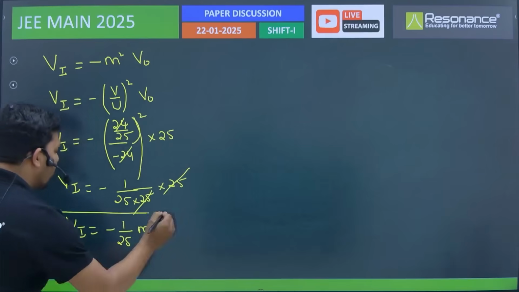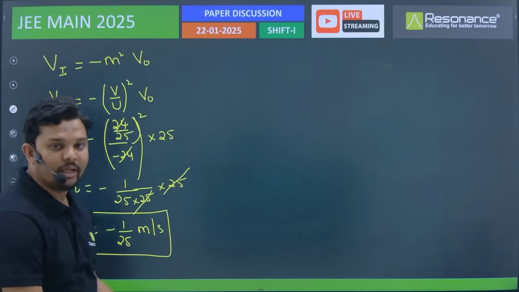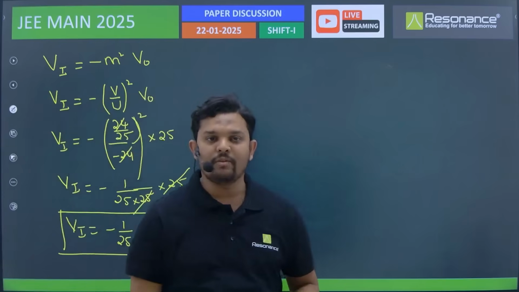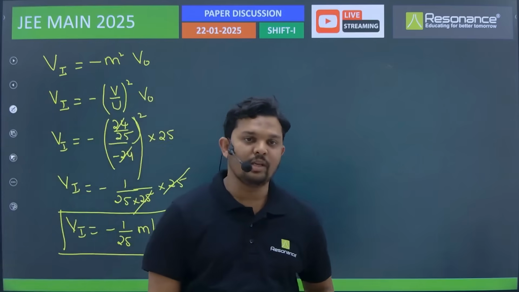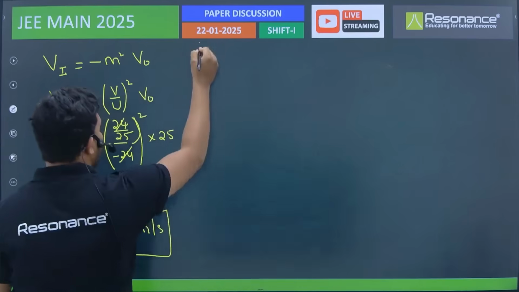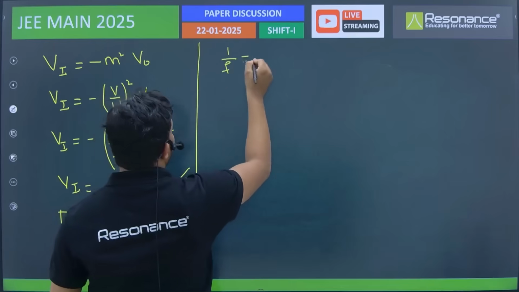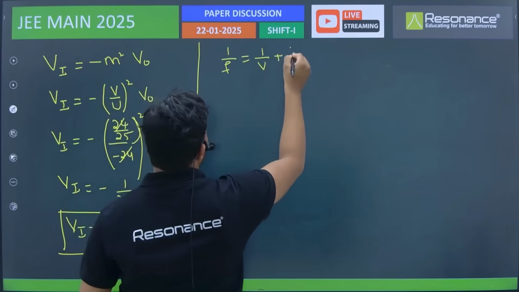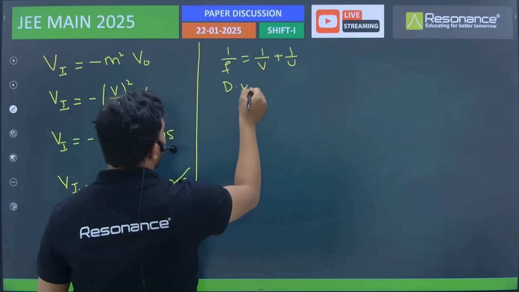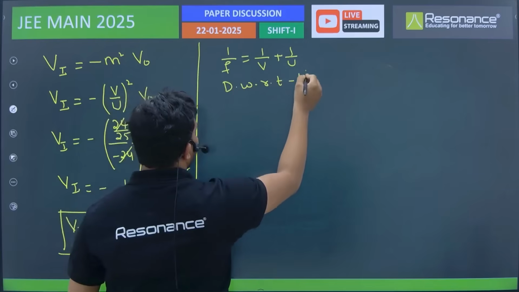So we got the velocity of the image. But the question is, he asked us to find the acceleration of the image. So basically, in order to find the acceleration of the image, what I wish to do is take the general formula 1 by f equals 1 by v plus 1 by u. If you differentiate this part twice, we will get the acceleration.